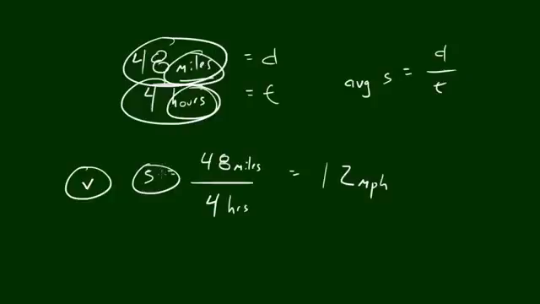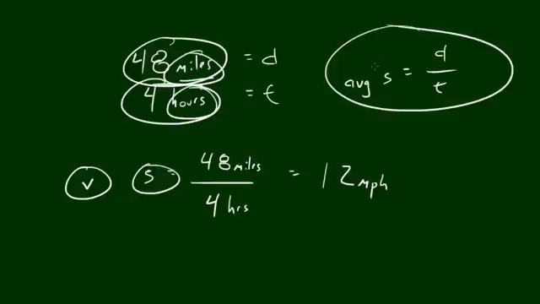So anyways, for this tutorial, that's all you guys get. Hopefully you guys understand how to calculate average speed now. Again, average speed equals distance over time.